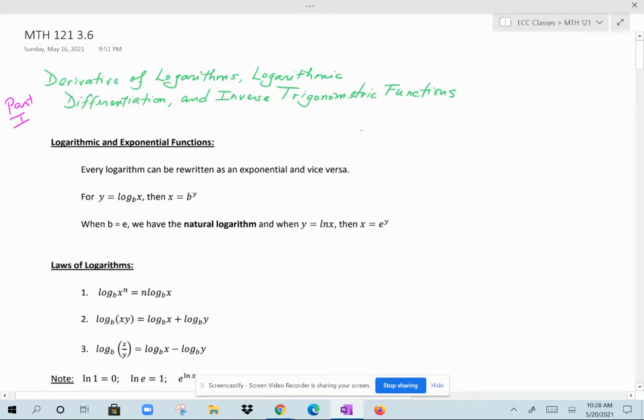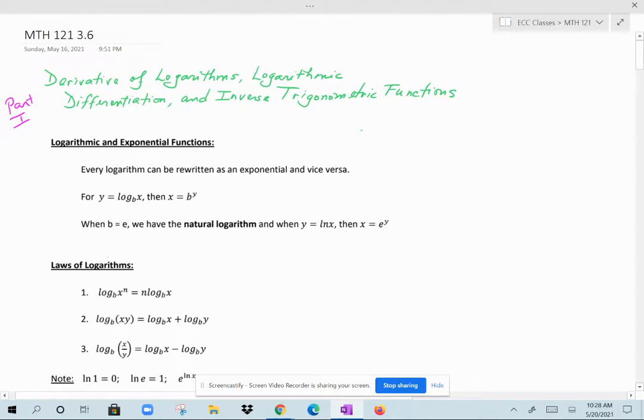When our base is e, that's what we call a natural logarithm, and we use the notation ln to indicate a natural logarithm instead of log. So if y is equal to ln of x, then rewriting it as an exponential would mean that x is equal to e to the y.